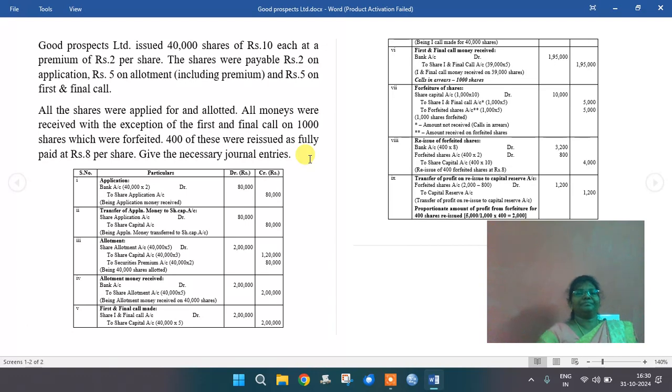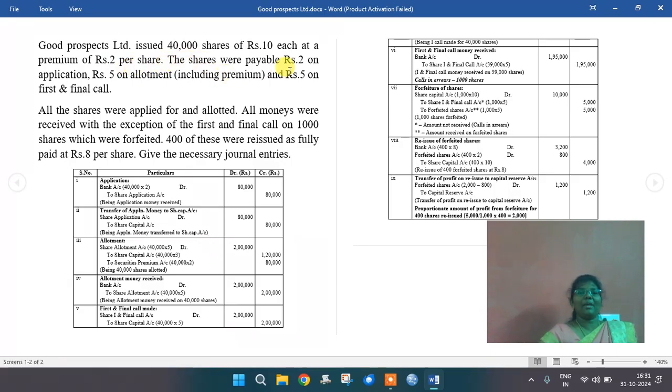So, we are going to pass the journal entries. First, please read the first sentence again. Good Prospects Limited issued 40,000 shares at rupees 10 each. So, the face value of each and every share is rupees 10 and it is being issued at a premium of 2 rupees per share. Okay. So, that is the first thing.